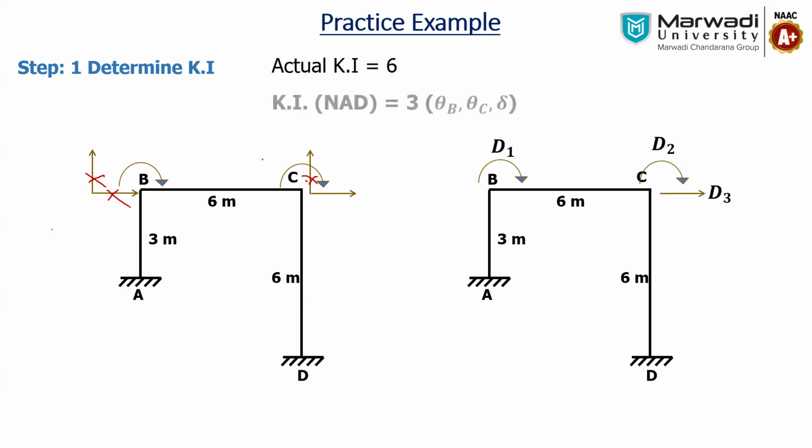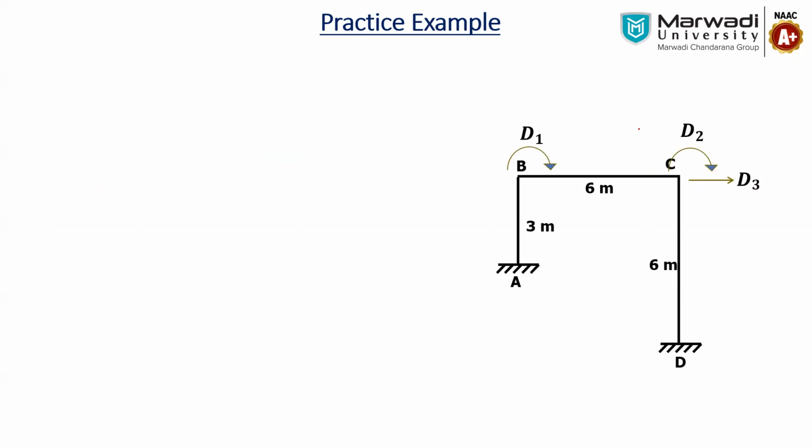So you can see the difference as compared to the previous example. Earlier we considered only the rotations, but here in this case we have some translation also. So here we have three displacements. One is the rotation at B, D1, which we have considered in the clockwise direction. D2 is the rotation at C in the clockwise direction, and D3 is nothing but the horizontal translation of the columns, and that delta we are considering in the right side direction.